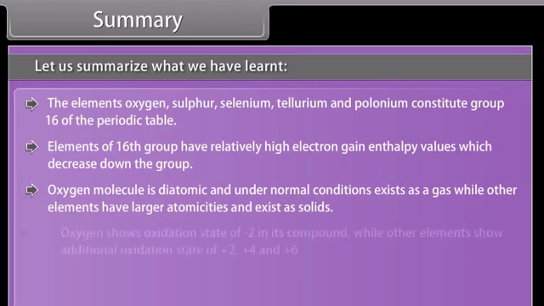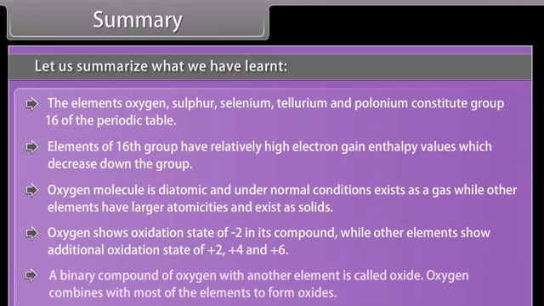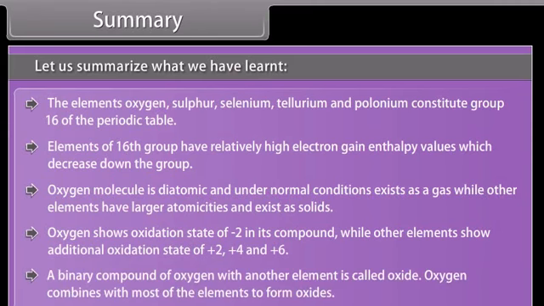Oxygen shows an oxidation state of -2 in its compounds, while other elements show additional oxidation states of +2, +4 and +6. A binary compound of oxygen with another element is called an oxide. Oxygen combines with most of the elements to form oxides.